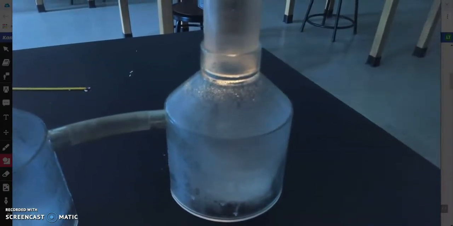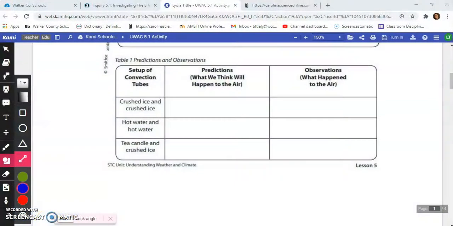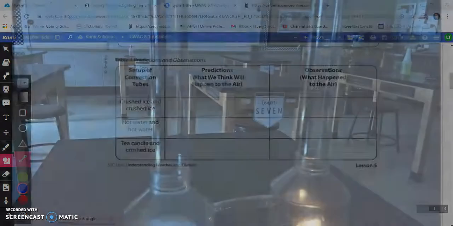Okay, I'm going to stop and go back to our data for just a moment. Okay, we are going to pause the video for a moment while we set up the tea candle under one convection tube and crushed ice under the other. Okay, now we're going to resume with the tea candle under one of the convection tubes and crushed ice under the other.